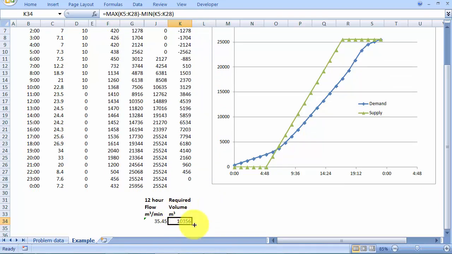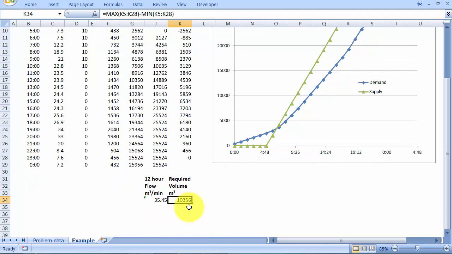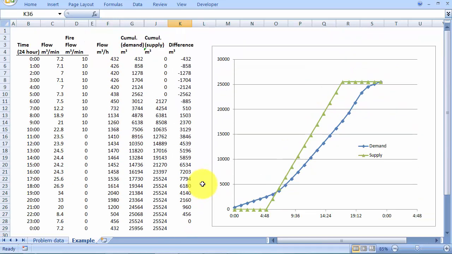This will determine our required volume. So we're now just above 10,000 meters cubed, probably rounding up to 10,500 meters cubed, again based on our available tank sizes. Okay, so far we hadn't really looked at the effect of the fire flow and what that will do to our available sources.